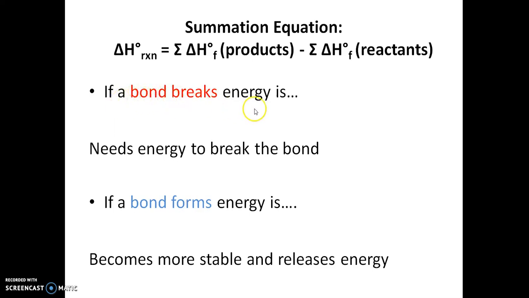If a bond breaks, energy is needed in order to break the bond. When a bond forms, energy is released because the atom or the compound becomes more stable. This is important. Usually people think of it backwards. But when bonds break, you need energy to break those bonds. And then when bonds form, they release extra energy because they are more stable. Okay? Bonds break, absorbed. Bonds form, released.